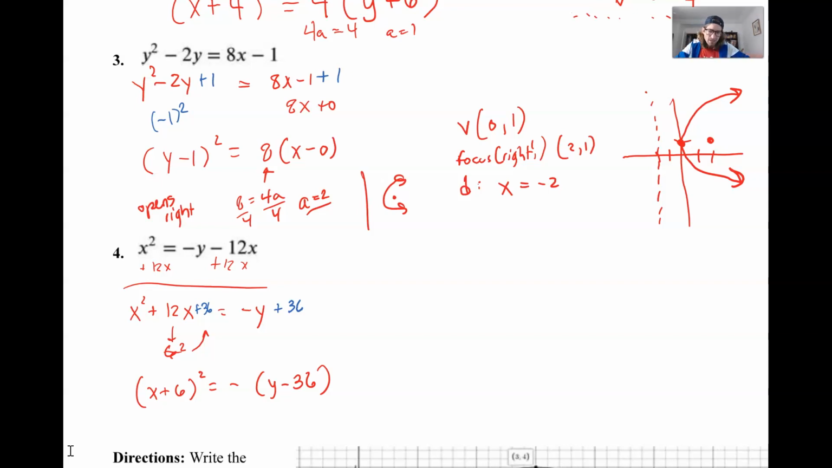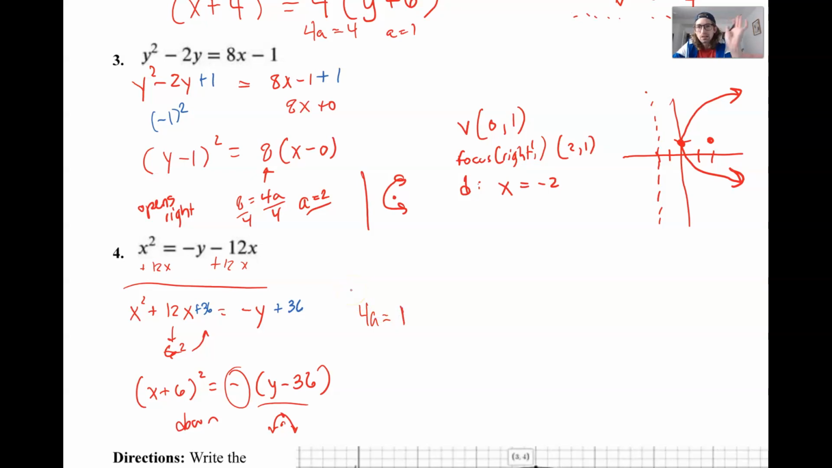And then we factor out a negative so that we get y minus 36 with a negative out front. So the x is squared, we see a negative, so this opens down, which means our focus is underneath our vertex and our directrix is above. What's tricky about this one is looking at where our 4a would be. So our 4a is going to equal 1.